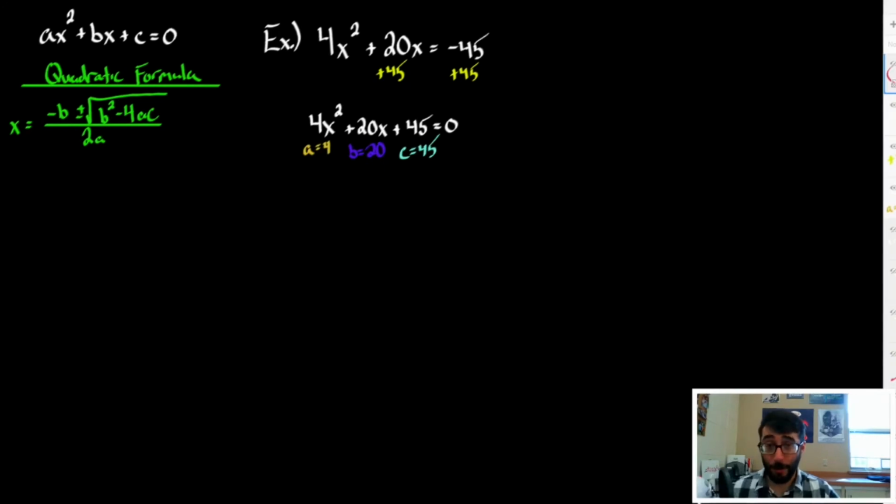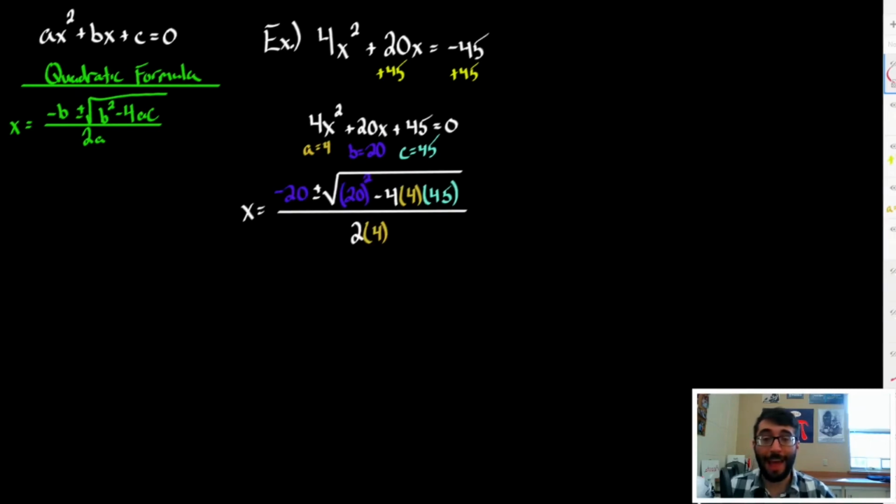From here, I can now talk about what the values of a, b, and c are. A is our leading coefficient of 4, b is our linear coefficient of 20, and c is our constant of 45. So this is going to be a kind of big problem. There's going to be some pretty big numbers in here, but don't worry. If you use a calculator, everything will be fine. Now from here, we plug everything in.